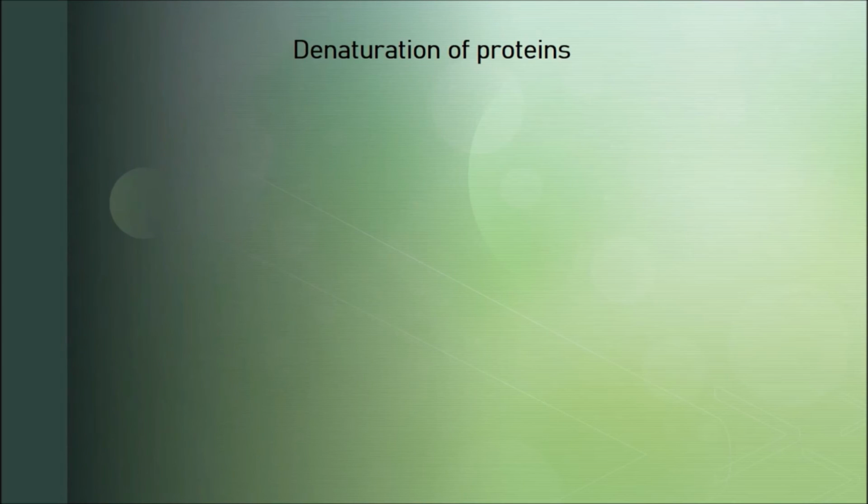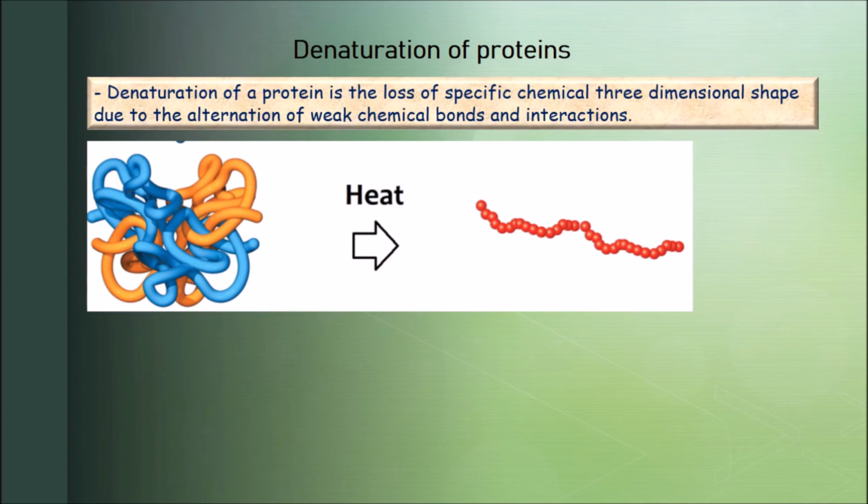Denaturation of proteins. Denaturation of a protein is the loss of a specific chemical three-dimensional shape due to the alteration of weak chemical bonds and interactions. This causes the protein to turn back into an unstructured chain of amino acids. Here, the primary structure of the polypeptide chain will not be disrupted. The protein will lose only its higher order structures.